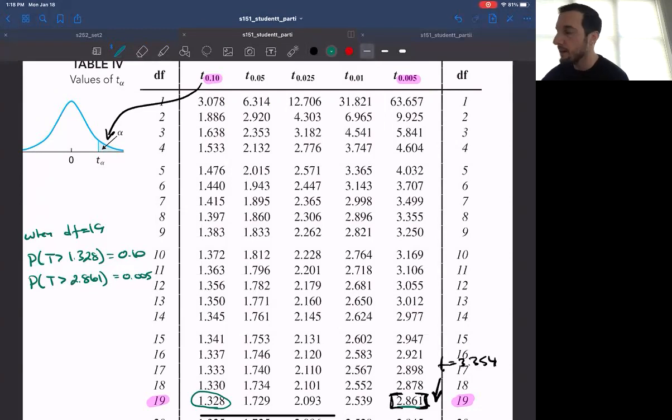Basically, because the test statistic is larger than the largest listed value, the area to its right must be smaller than the smallest listed area. So that's why we are using 0.005. Does that help? All right.